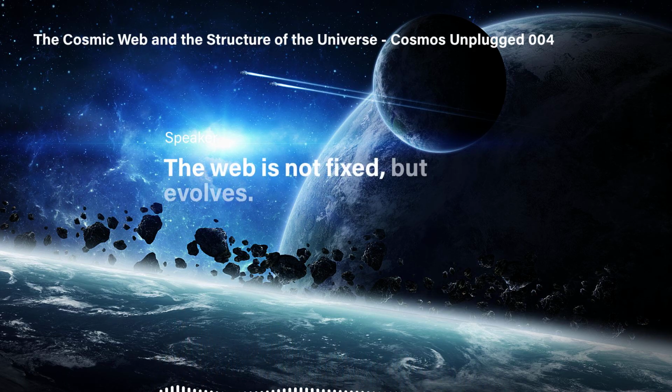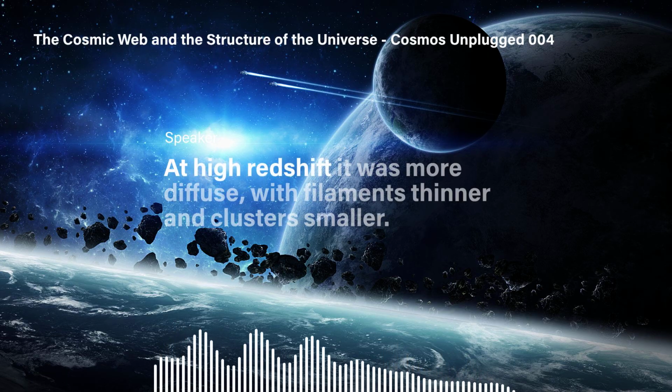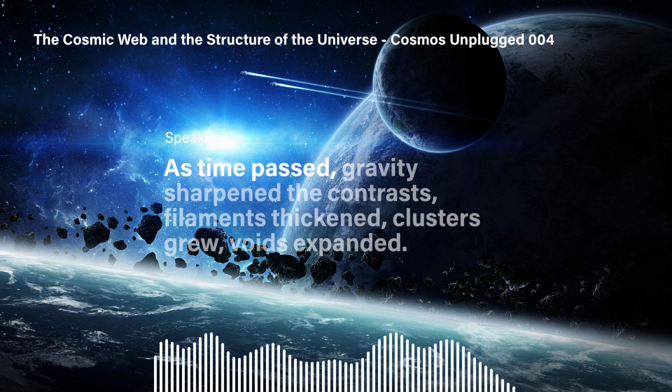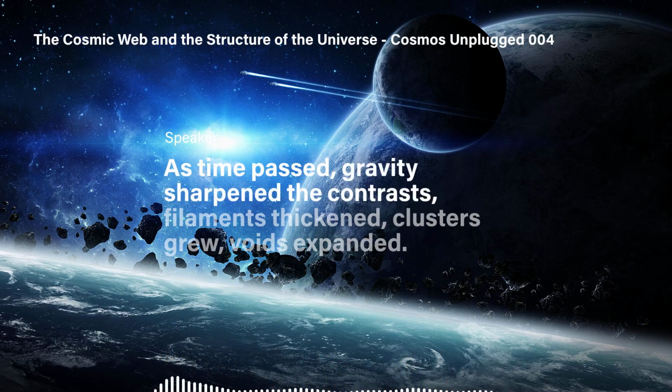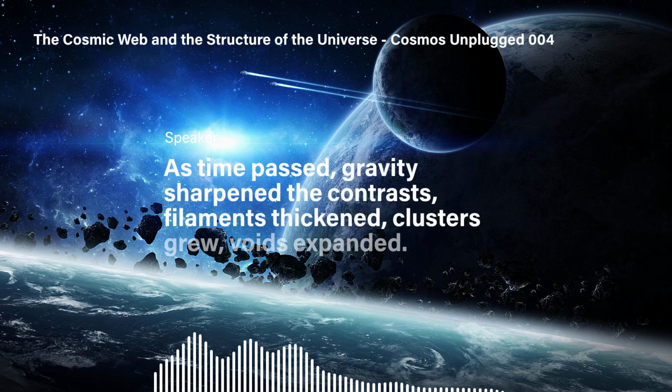The web is not fixed, but evolves. At high redshift, it was more diffuse, with filaments thinner and clusters smaller. As time passed, gravity sharpened the contrasts. Filaments thickened, clusters grew, voids expanded.